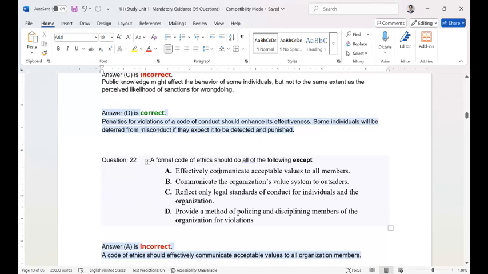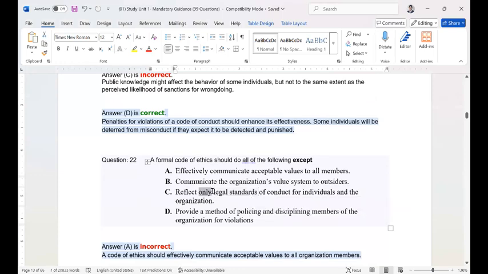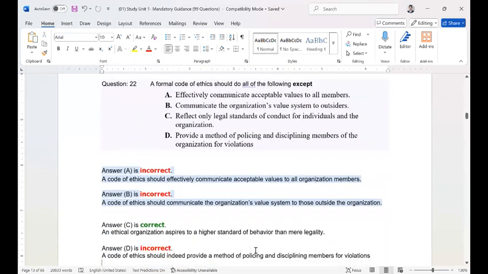So effectively communicate acceptable values to members, yes. Communicate values to outsiders, yes. Seems correct. Reflect only legal standards. Here, can you see the word only? That's another word. Must, always, all, only. When you see that word, that stem is wrong. Provide a method of policing and disciplining members, yes. There are penal provisions. Can you see that? Only. Can you see the word only? Then take it out. Then that will be the wrong one.